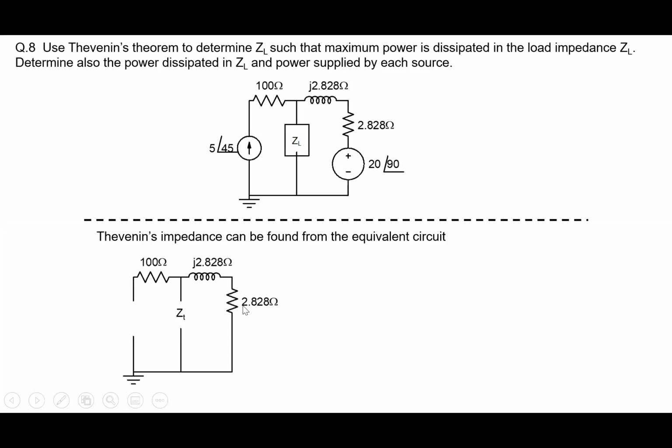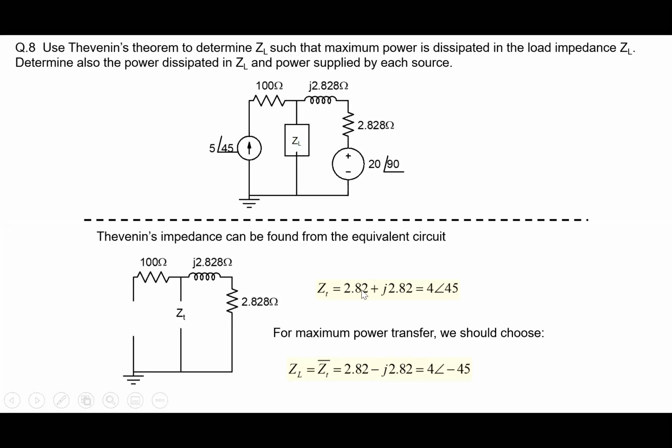So basically these two add up, and Thevenin's resistance becomes the addition of these two. So this is 4 angle 45. There's no need to do open circuit, short circuit here because calculation of resistance is straightforward. So for maximum power to be dissipated, choose ZL to be the complex conjugate of this. So 2.82 minus j2.82. Once you do that, that is straightforward.